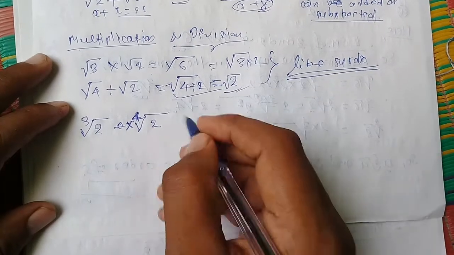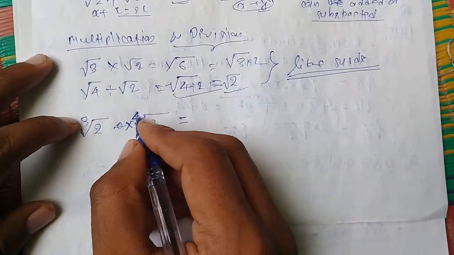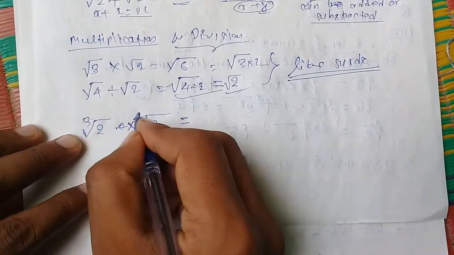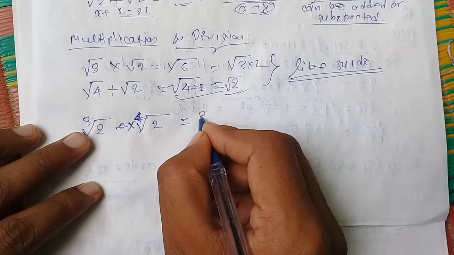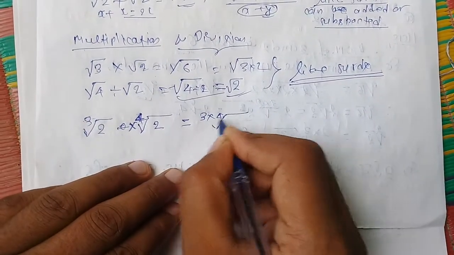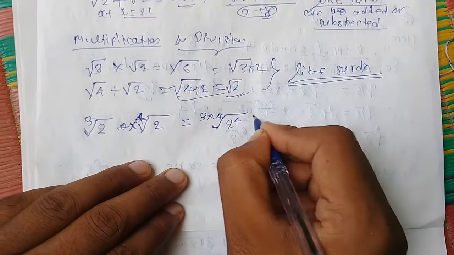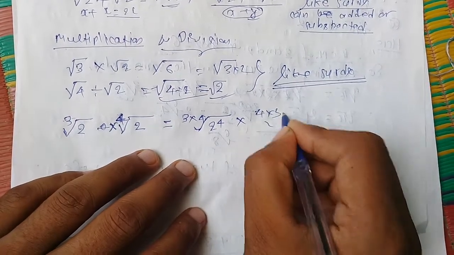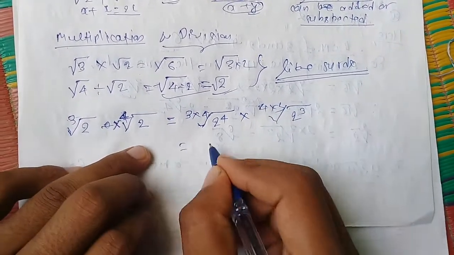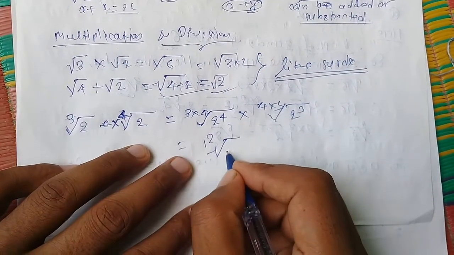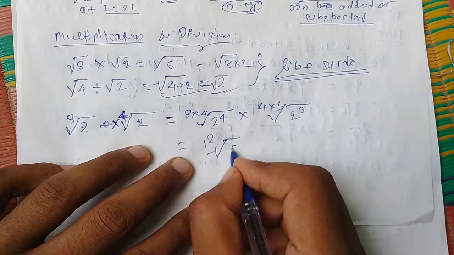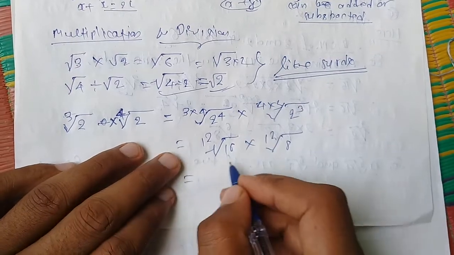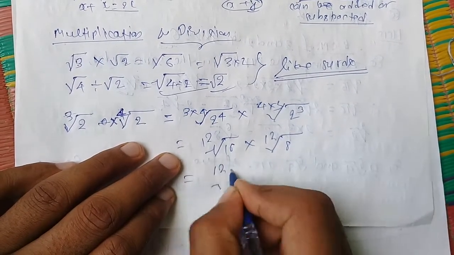So what will happen if we make the same order? What will be the same order? The LCM will be 12. So how to make it? Third root of 4 will be raised to the power 4, and again, 4th root of 3 will be raised to the power 3. Now this is of 12th order, so it will give you 2 to the power 4, 16, into the 12th root, so it will be 18. Now it can be multiplied.